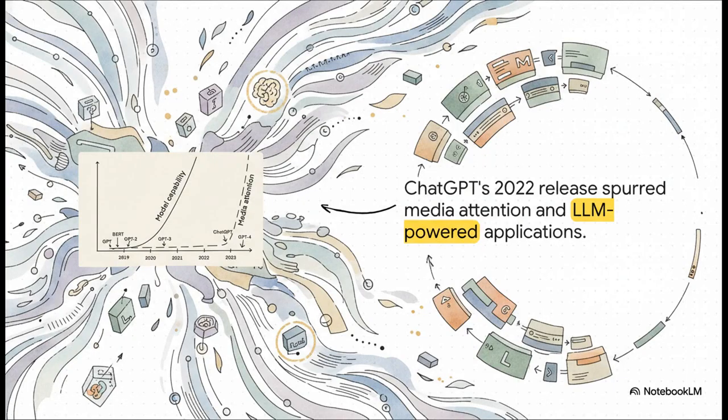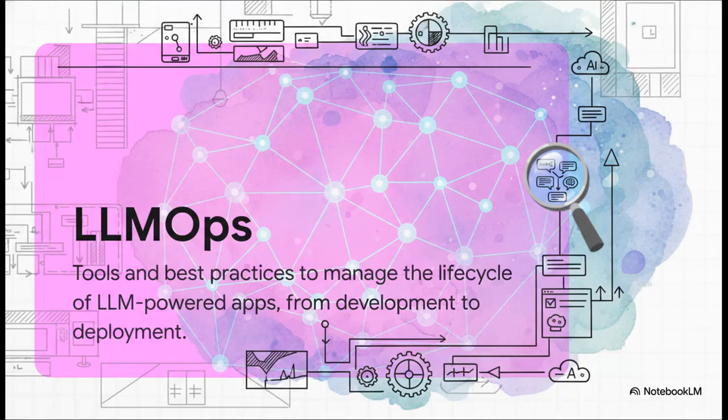It all really kicked off with ChatGPT. This boom created a need for a totally new way to operate. And that new framework is LLM ops. Basically, it's a set of best practices for managing these apps.